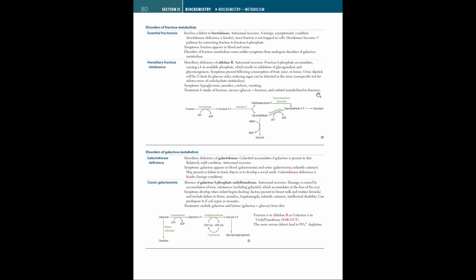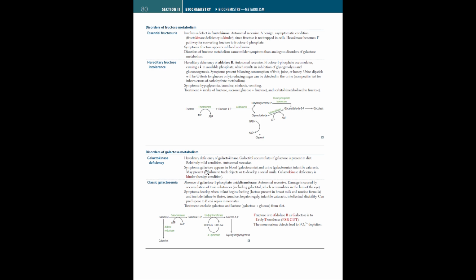Okay, now let's talk about the disorders of galactose metabolism. Galactokinase deficiency is a hereditary deficiency of galactokinase. Galactitol accumulates if galactose is present in the diet. It is a relatively mild condition, and the symptoms are quite vague. This is autosomal recessive.